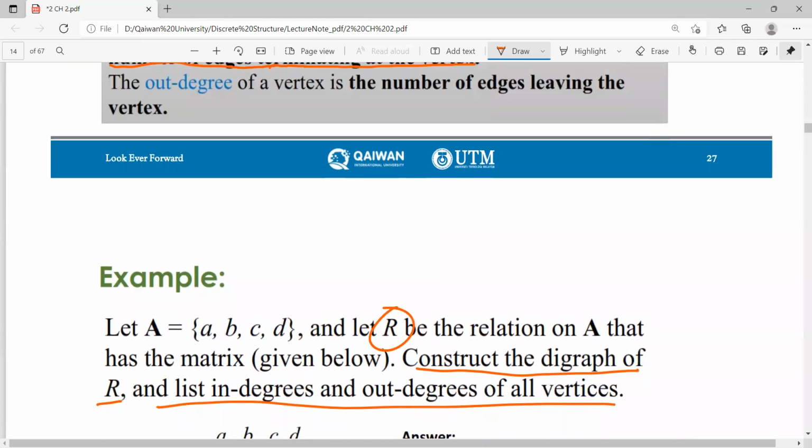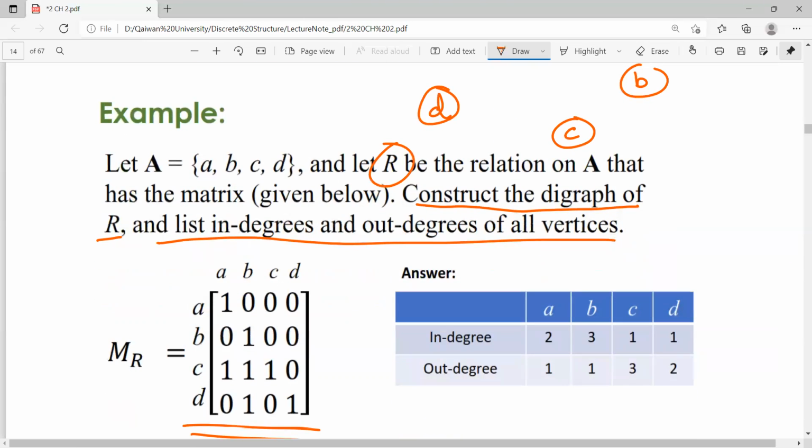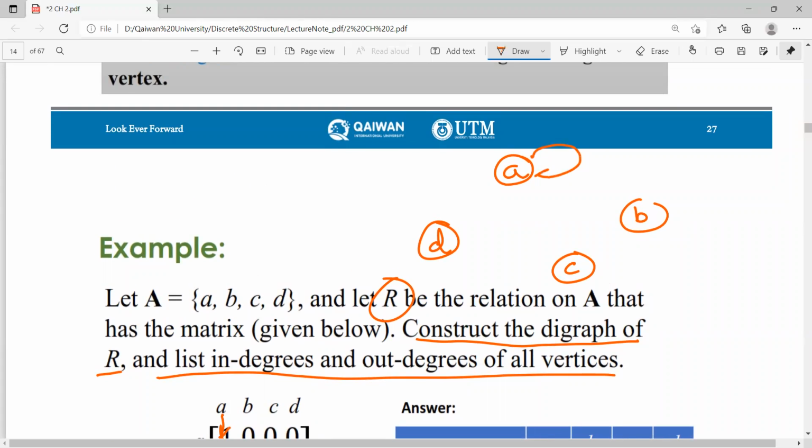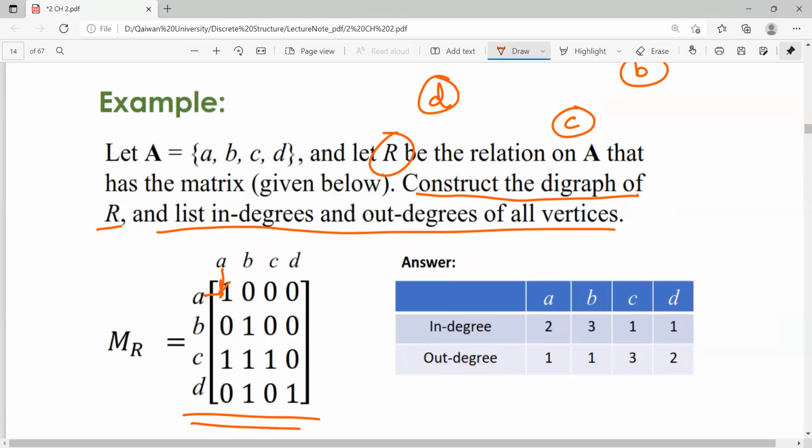How many elements do we have in A? We have A, B, C, and D. We have these 4 elements in set A. To write down the vertices and complete the diagram, we go through the matrix. Look, we have a relation from A to A because it's 1. That means we have an arrow from A to itself.